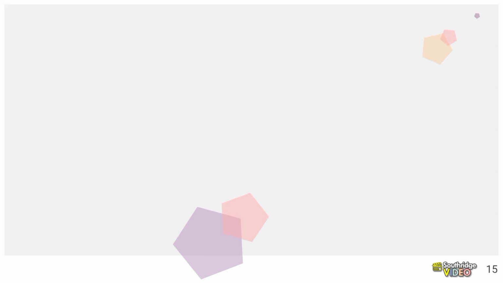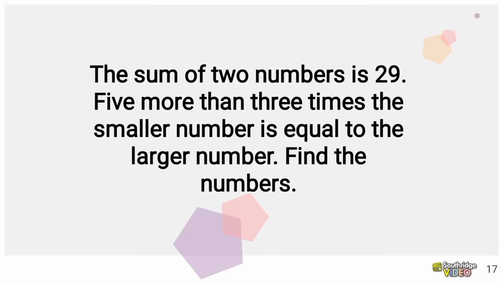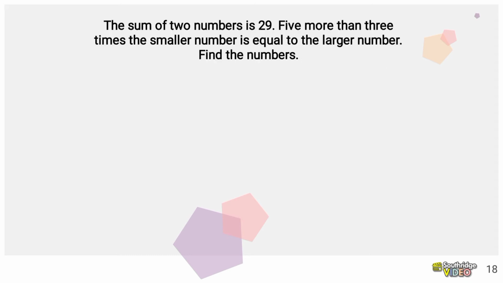Okay, so for our example number 3, let's move on to dealing with word problems. The first problem is a number problem. In dealing with a word problem, the first thing to do is understand it, and then think of the best way to answer it. Let's read. The sum of two numbers is 29. 5 more than 3 times the smaller number is equal to the larger number. Find the numbers.